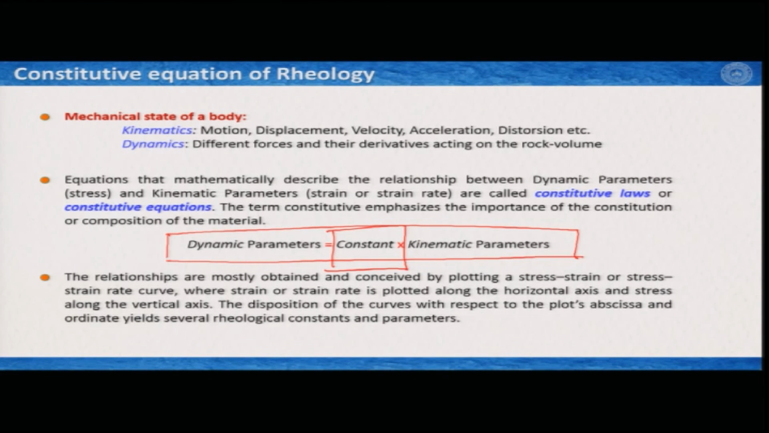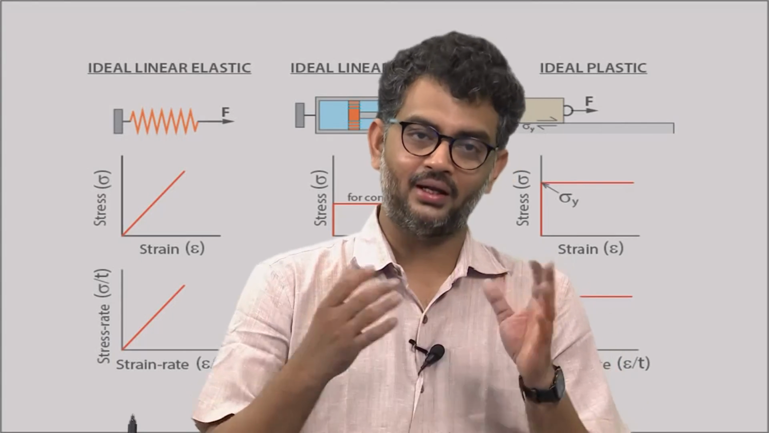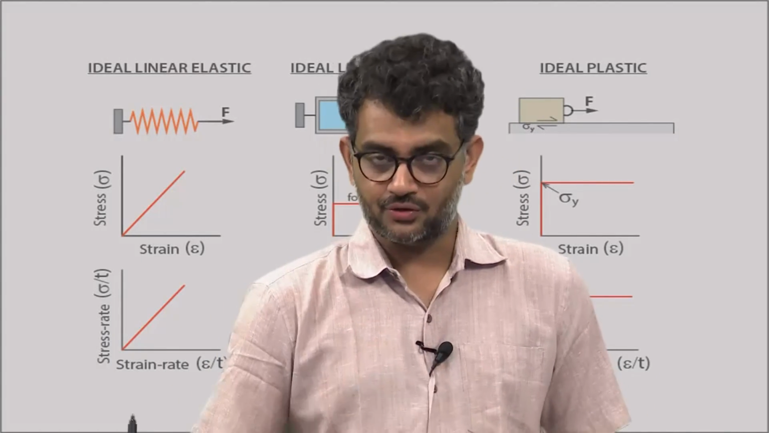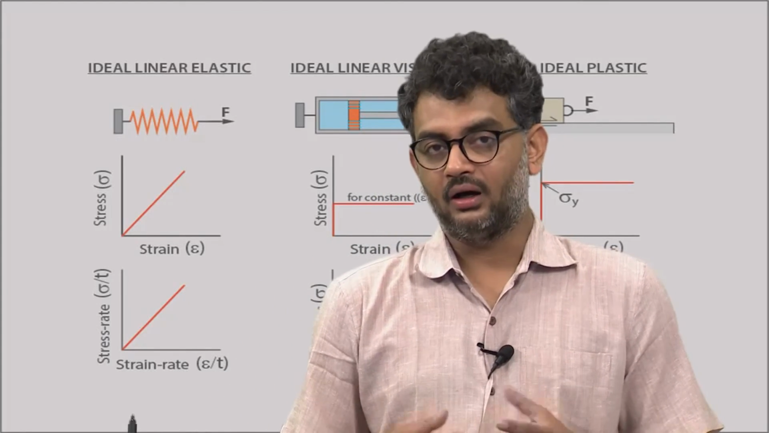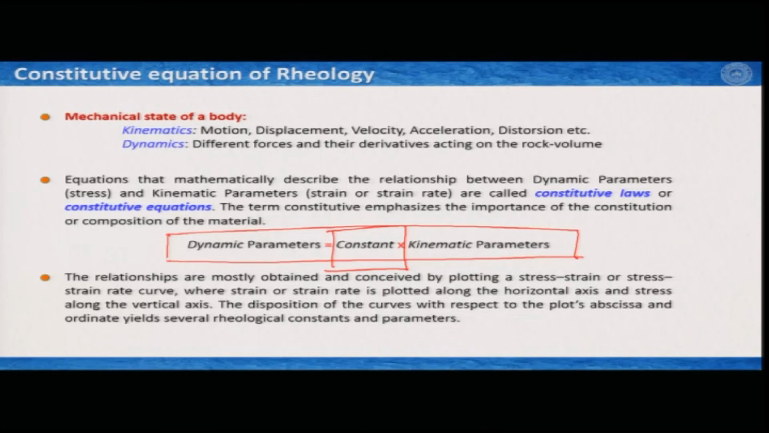and conceived by deformation experiments at various conditions in the laboratory. So they are seen in the form of stress strain or stress strain rate curves, where strain or strain rate is plotted along the horizontal axis and stress is plotted along the vertical axis. And from the disposition of the curves, their different orientations, the different way they appear within the framework of the stress strain or stress strain rate plot, one can figure out what are the rheological properties or rheological constants for that particular deformation behavior.